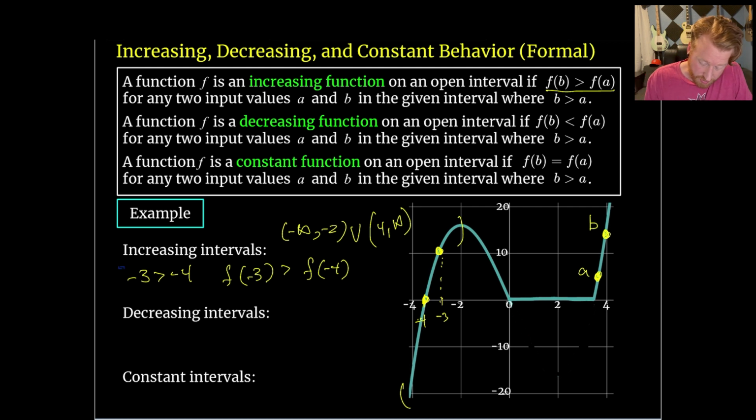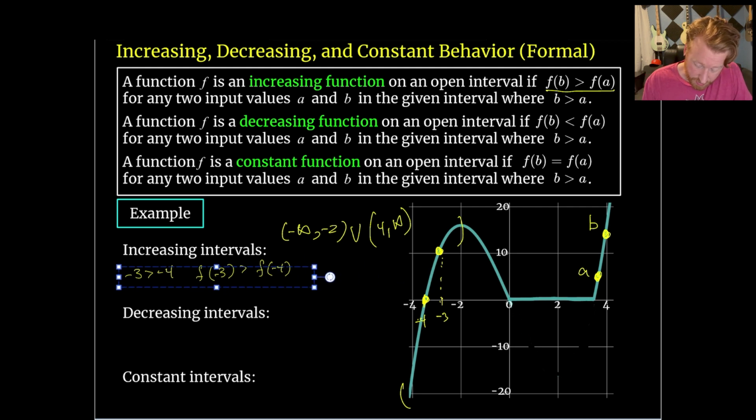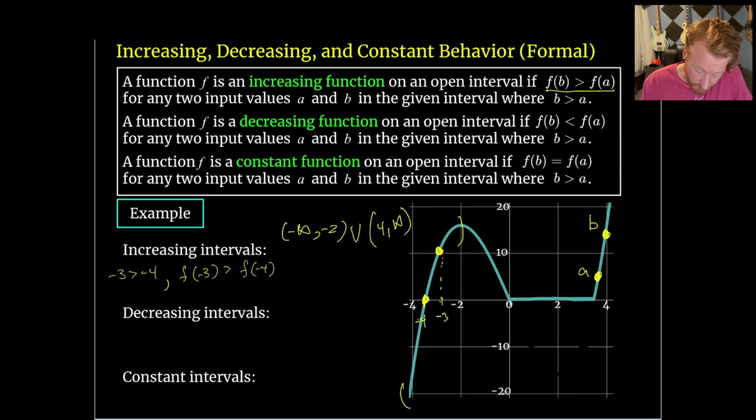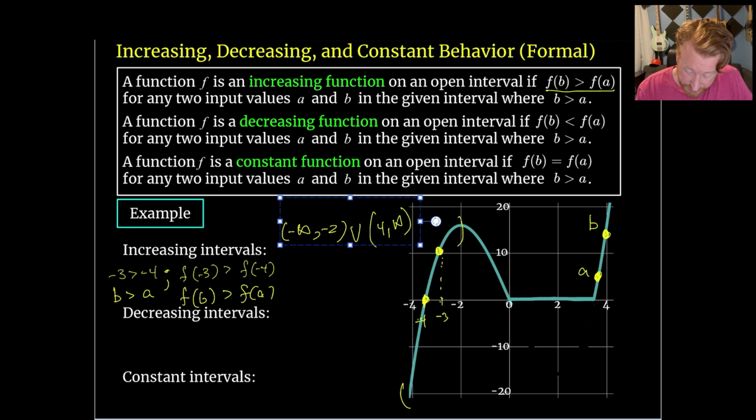And let me just scoot that over. Maybe put a little visual separator there. But as we were talking about, this would be my b value, that's my a value. This would be f of b being bigger than f of a.